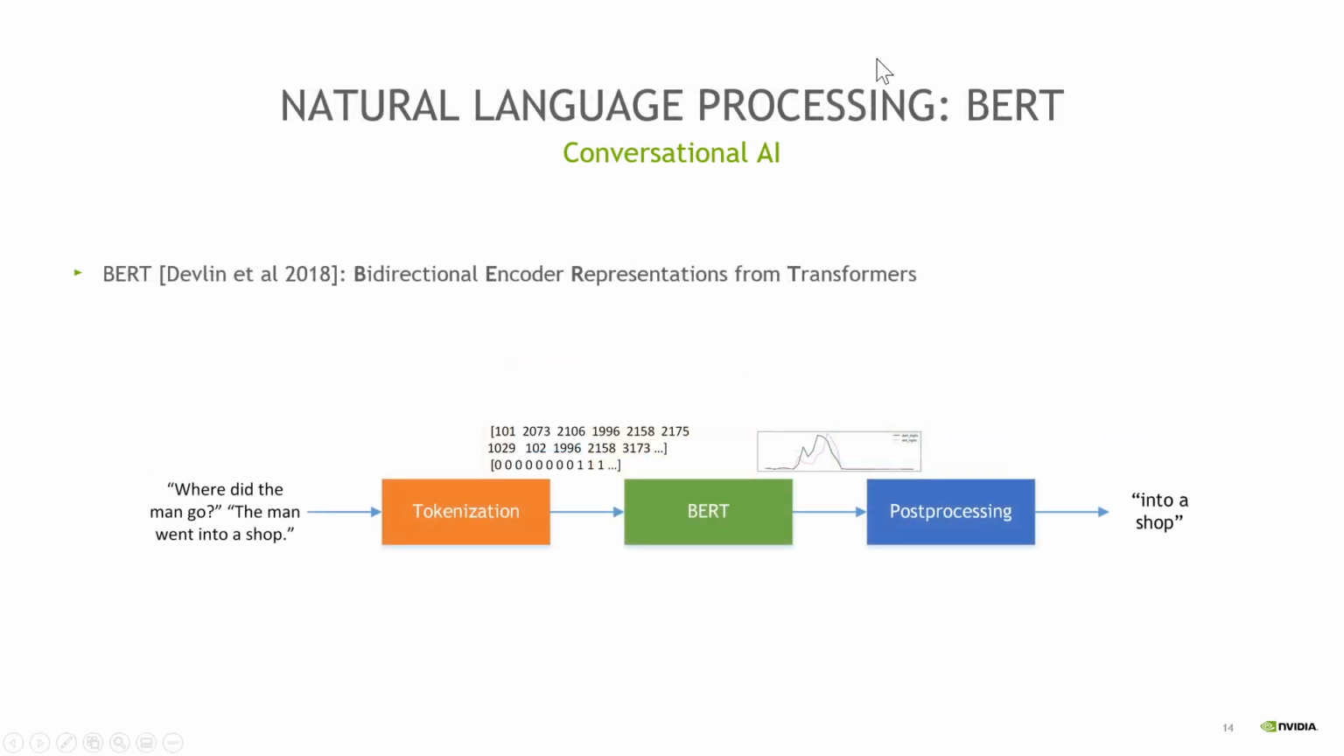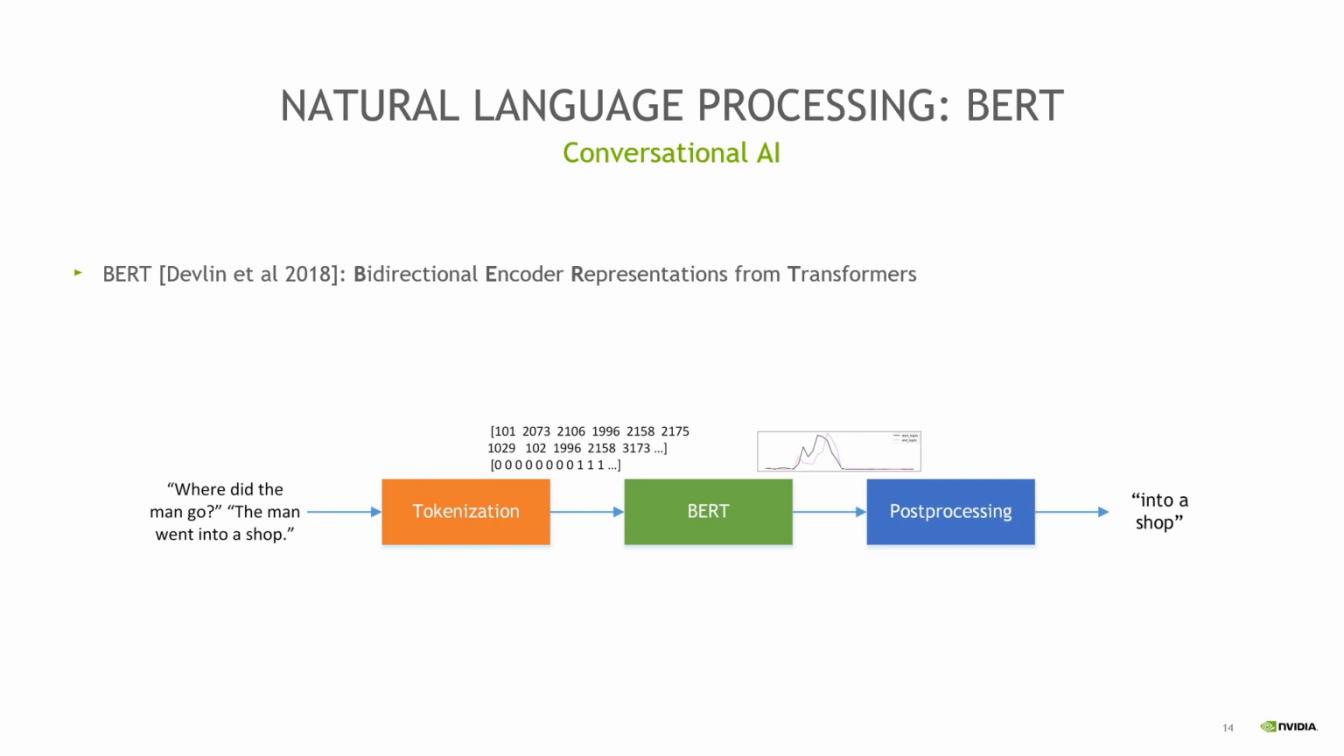The output from the Jasper model is fed into the natural language processing model. In this case, it is BERT. BERT stands for bidirectional encoder representations from transformers. And given the question and a passage text, it will predict the answer to the question stated.